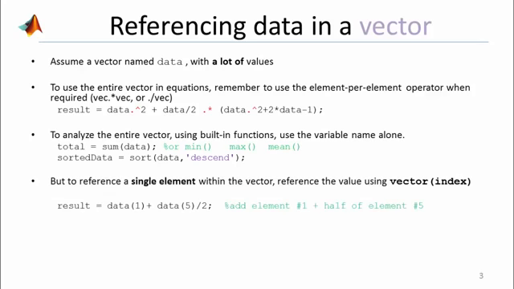What if you wanted to reference a single element? What if you wanted to only use the first element and the 5th element in an equation? You would have to introduce what we saw was an index, the location of the number you wanted to use. So here I'm adding element 1 plus half of element 5. If the user provides the location, maybe in a prompt, then you can still use it. Remember to use the parentheses and inside of that the actual index location.